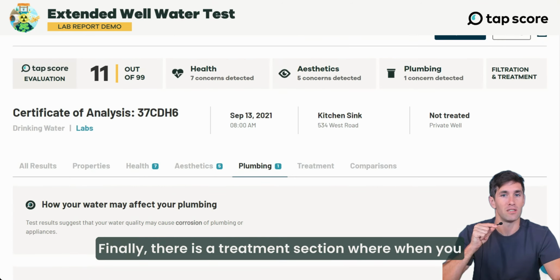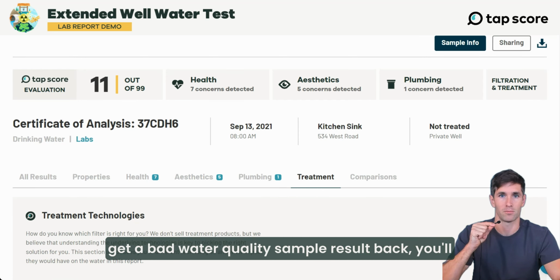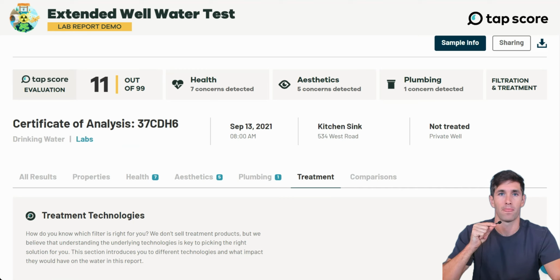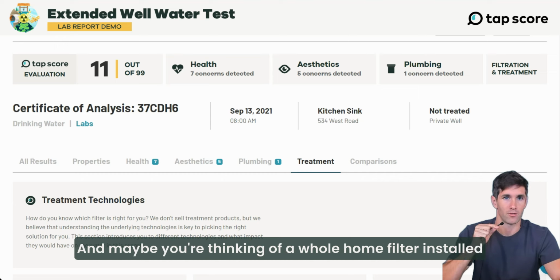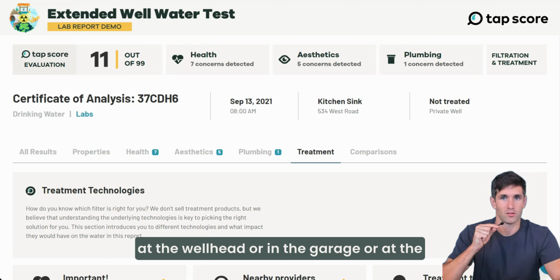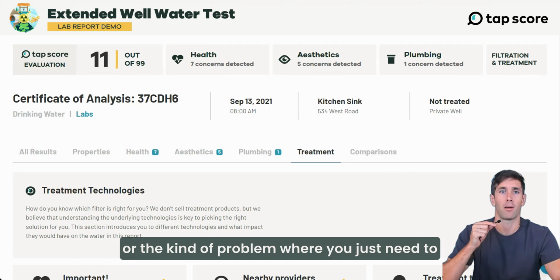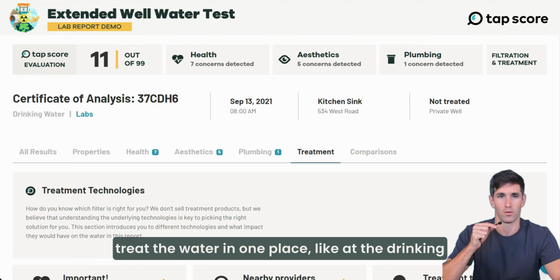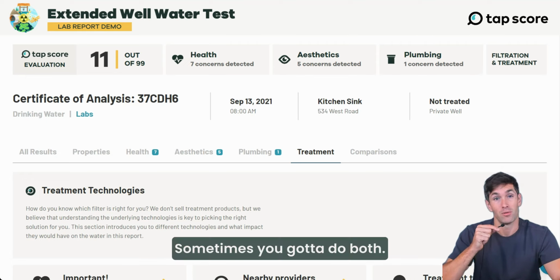Finally, there is a treatment section where, when you get a bad water quality sample result back, you'll spend a good amount of your time. And in particular, you're going to want to know how to make things better, what kind of filter to buy. And maybe you're thinking of a whole home filter installed at the wellhead, or in the garage, or at the entrance to the house. Or you've got a smaller problem, or the kind of problem where you just need to treat the water in one place, like at the drinking water tap in the kitchen, but not everywhere else. Sometimes you got to do both.